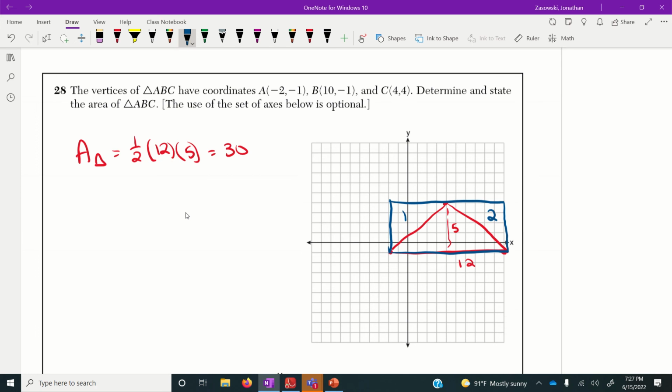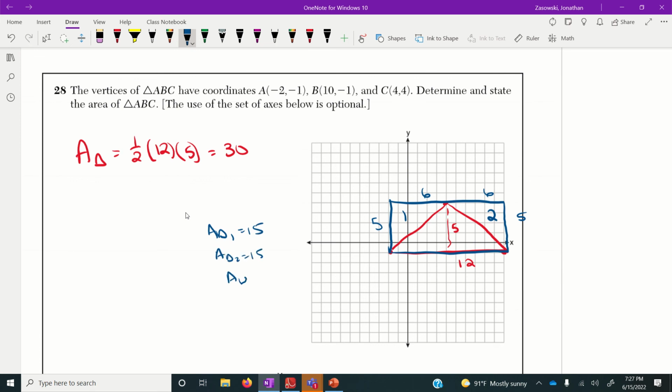1, 2, 3, 4, 5. This is 6. This is 6, and this is 5. So these two areas are going to be 30 and 30. The whole thing is 120. Okay, or sorry, half of 30. So this area is 15. This area is 15. Okay, so the area of triangle 1 is 15. The area of triangle 2 is 15.